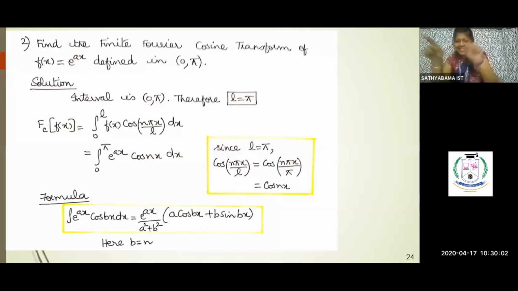I've explained that in the highlighted yellow part. Please look there. Because L is pi, what will happen to cos n pi x by L? It will become cos of n pi x by pi, because L is pi. And the pi gets cancelled. So what are you left with? Just cos nx. Okay. So that's how the formula simply reduces to integral of e power ax cos nx dx. Now all you have to do is evaluate this integral.